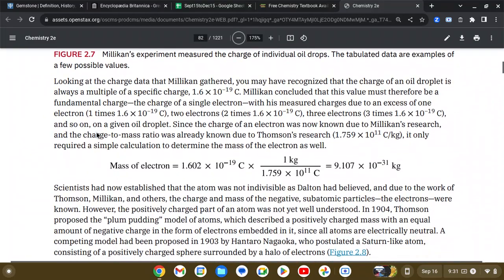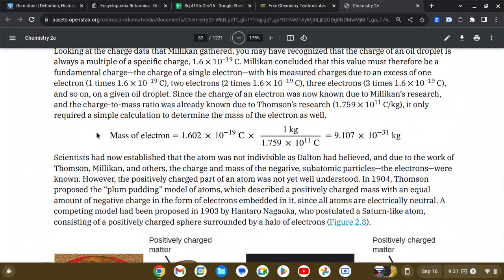Looking at the charge data that Millikan gathered, you may have recognized that the charge of an oil droplet is always a multiple of a specific charge, 1.6 times 10 to the negative 19 coulombs. Millikan concluded that this value must therefore be a fundamental charge, the charge of a single electron, with his measured charges due to an excess of 1 electron, 2 electrons, 3 electrons, and so on, on a given oil droplet.